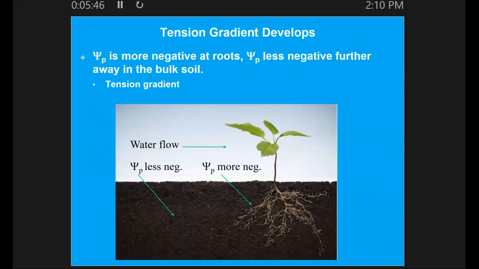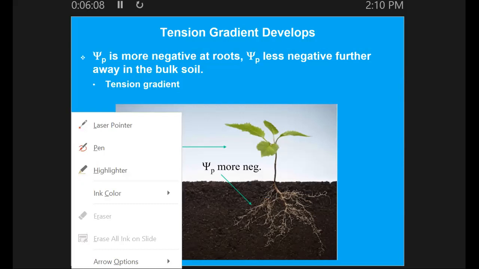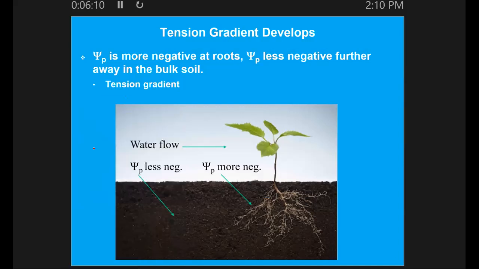So then you get a gradient. If you have this idea of more negative to less negative, that's a gradient. And we know that water will flow. By definition, water is going to flow from less negative to more negative water potential. All right, so psi sub P is a part of figuring out the water potential.